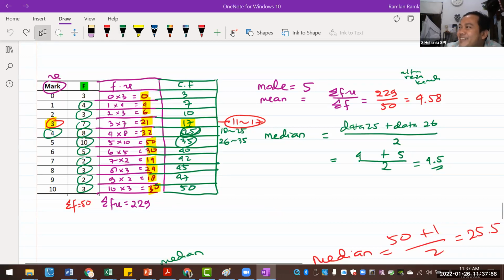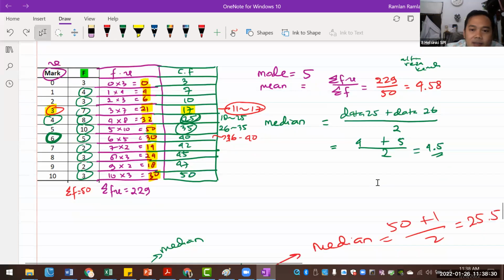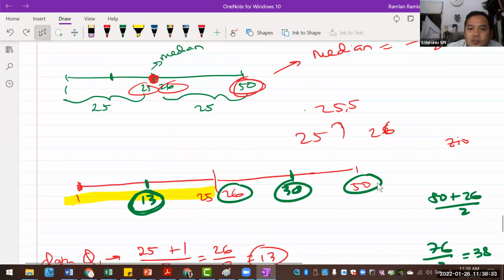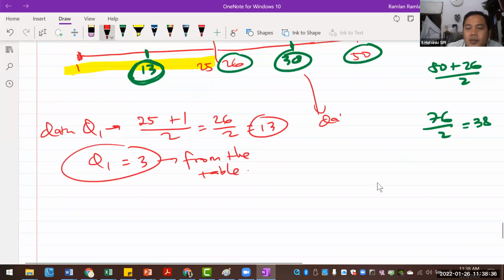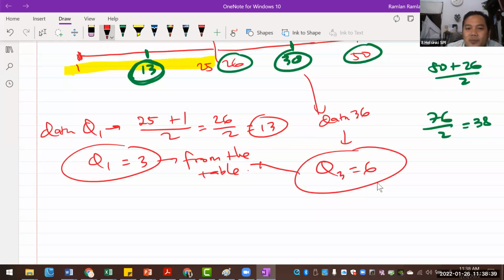Gimana? Oh iya, 6 ya. Ya, 6. Betul sekali. Kenapa 6? Sekali lagi ya, guys. Because in here this 40 means that it is data number 36 until 40. Again, what do we get this 36? Because the data before ended at data 35. So we're going to start from data number 36. Now, data number 36, 37, 38, 39, 40 is there. So the quartile 3 will be equal to the data 36. So quartile 3 is equal to 6, again, this is from the table.